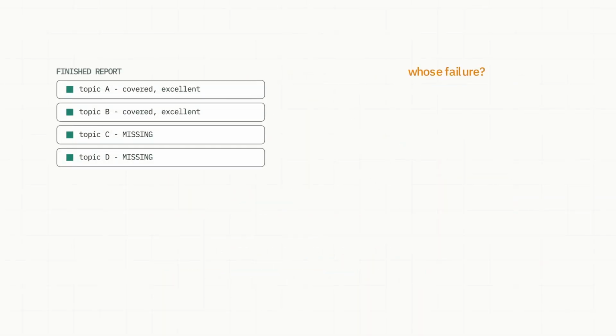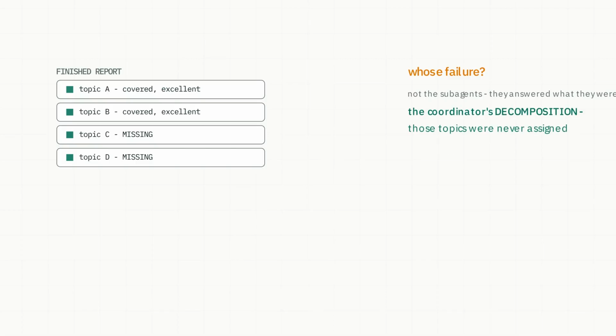Then the diagnosis questions, and they're beautiful. A finished research report is missing entire topic areas. Whose failure? Not the subagents; they answered what they were asked. It's the coordinator's decomposition; the topics were never assigned. Trace failures to the root.